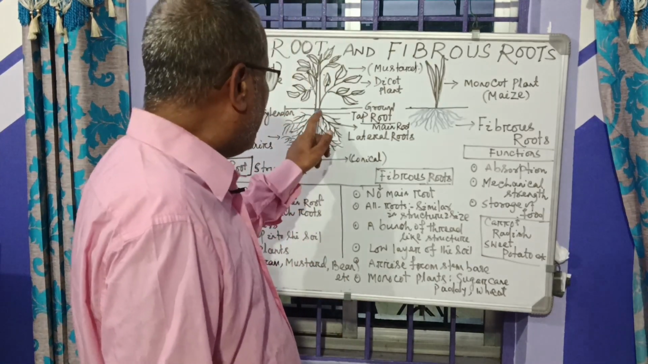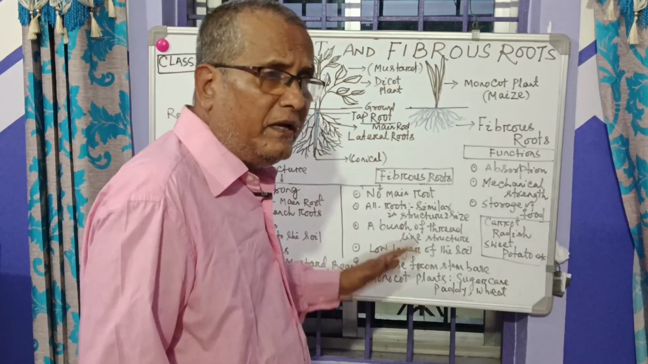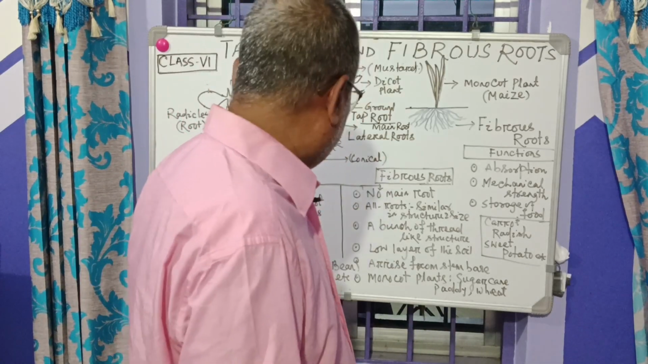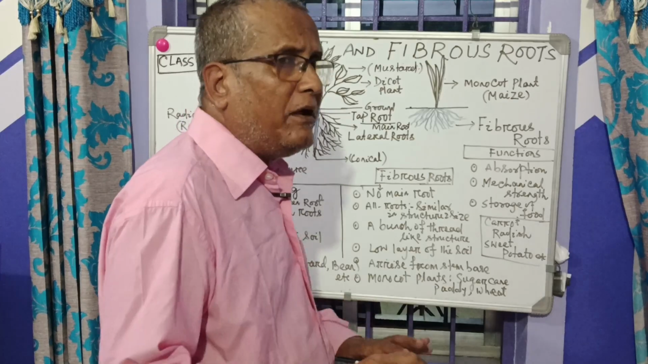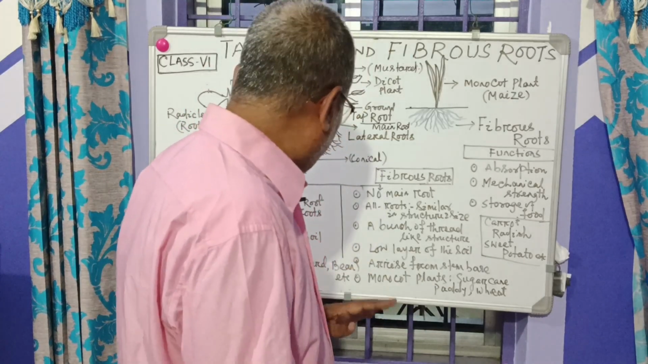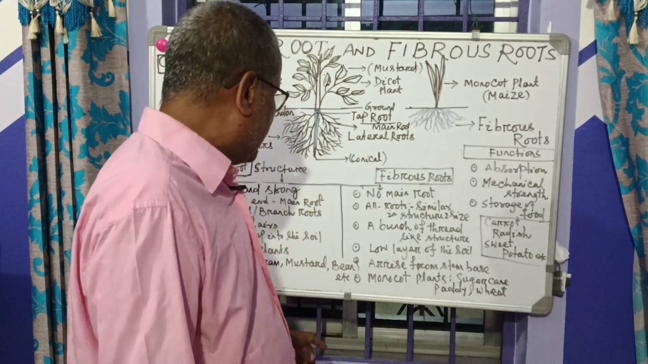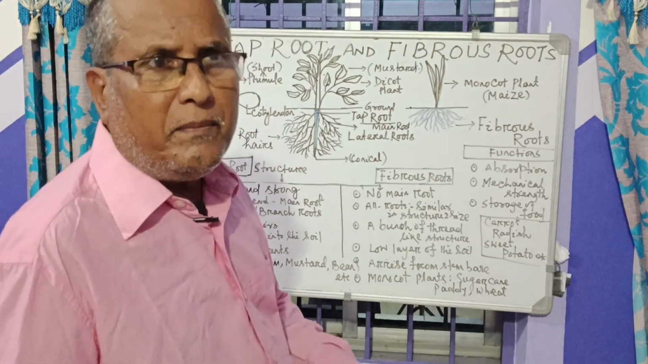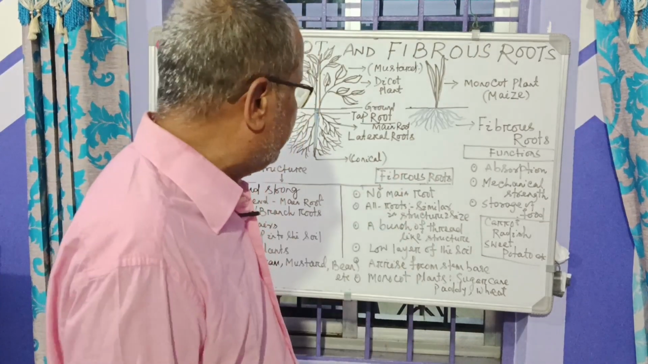And this type of root system, the main root or taproot, is found in dicot plants, in papaya, gram, mustard, bean, mango, guava, etc.